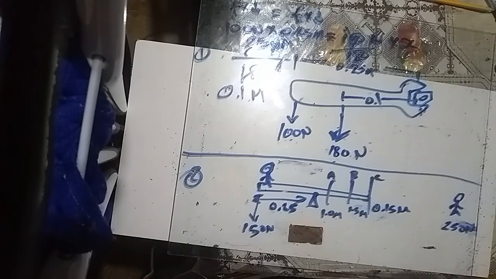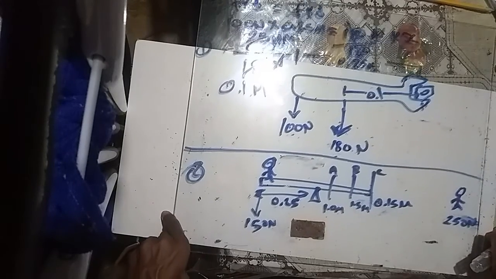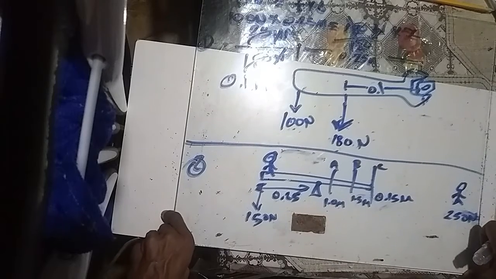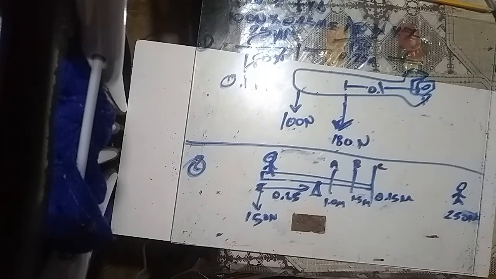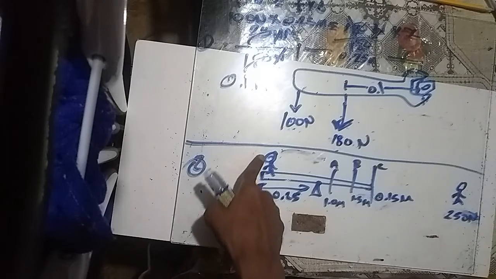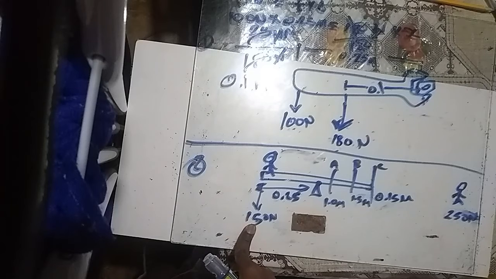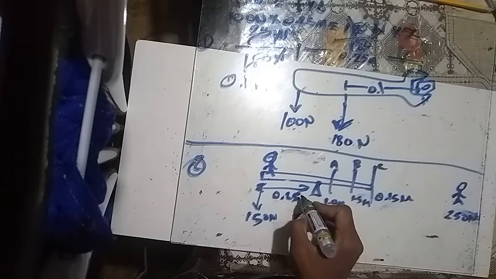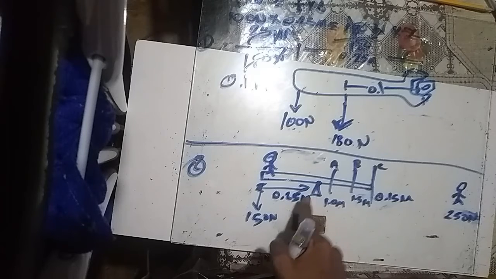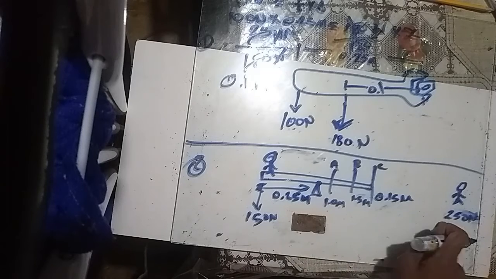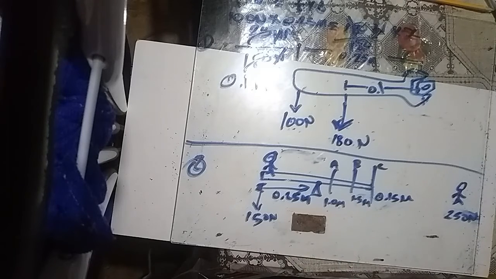Right here, we are given a setup. We are given a case where we have a girl that has a weight of 150 newtons. She is 0.25 meters away from the pivot. Now, a guy comes along, one of her friends, and he is weighed in at a force of 250 newtons.